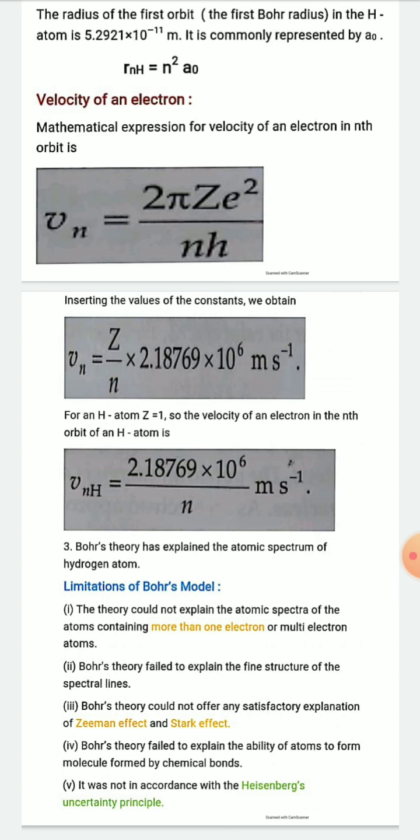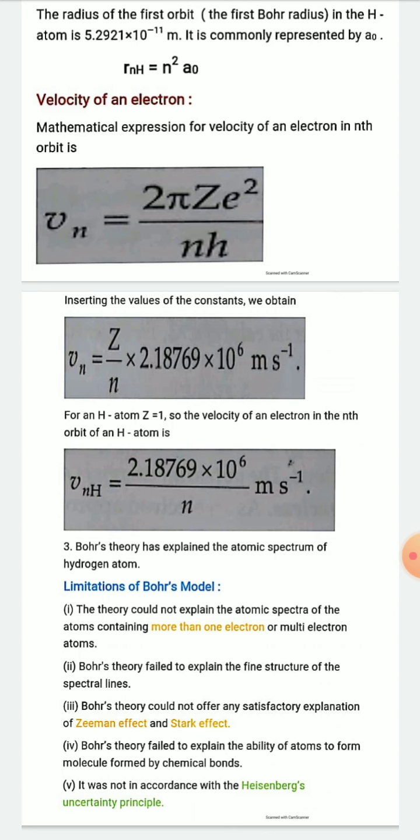v_n is equal to Z by n into 2.18769 into 10 to the power 6 meter per second. You have to remember all the expressions: the energy expression, the expression of radius, and velocity. Because by using these expressions or equations, you have to do some small numerical problems.